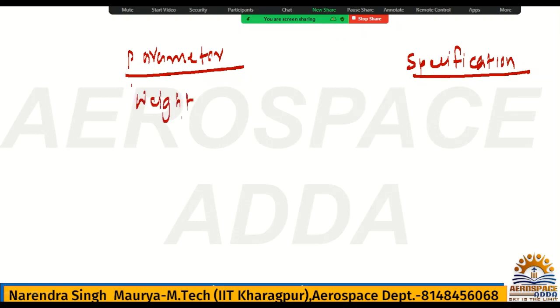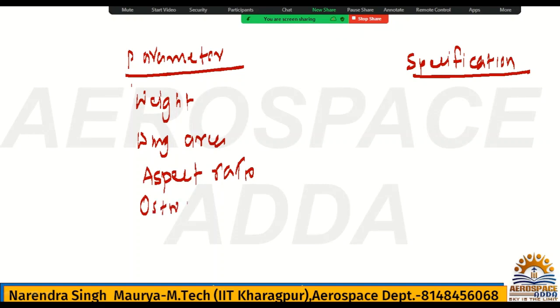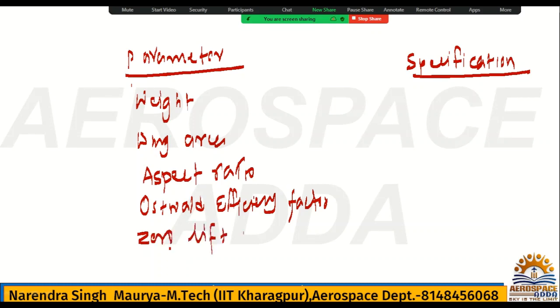Parameter, here it is given weight, then wing area, then aspect ratio, then post-stall efficiency factor. Okay, then they have given zero lift drag coefficient.